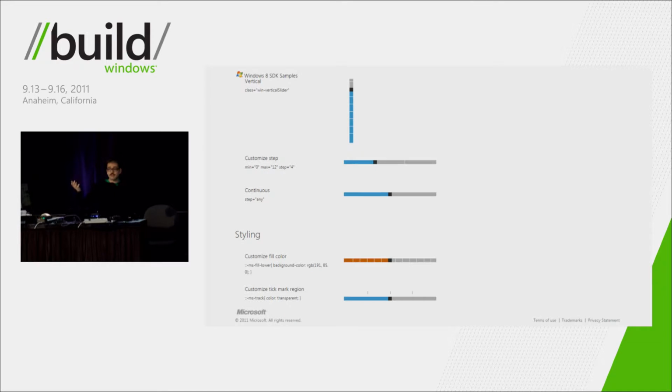If you want to, you can do the opposite. You can say, no, I want the continuous range from 0 to 100. And you can do the continuous range.